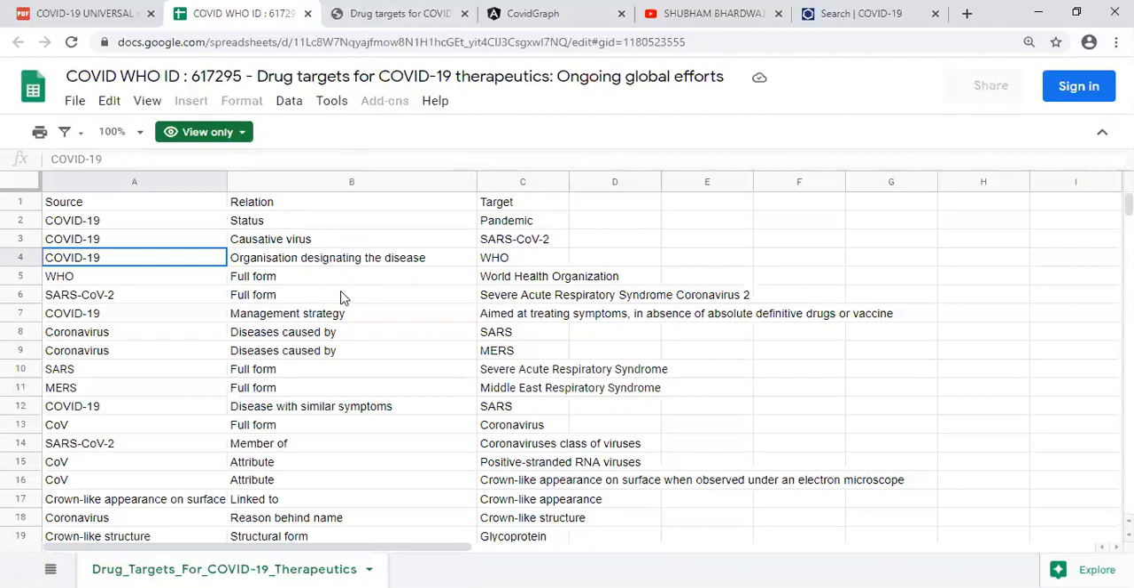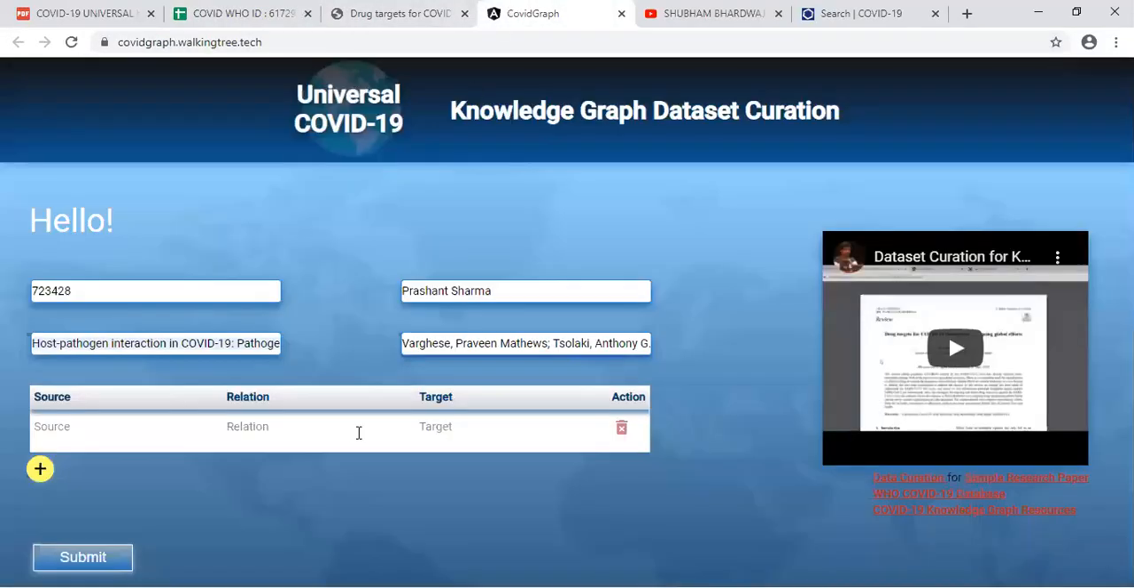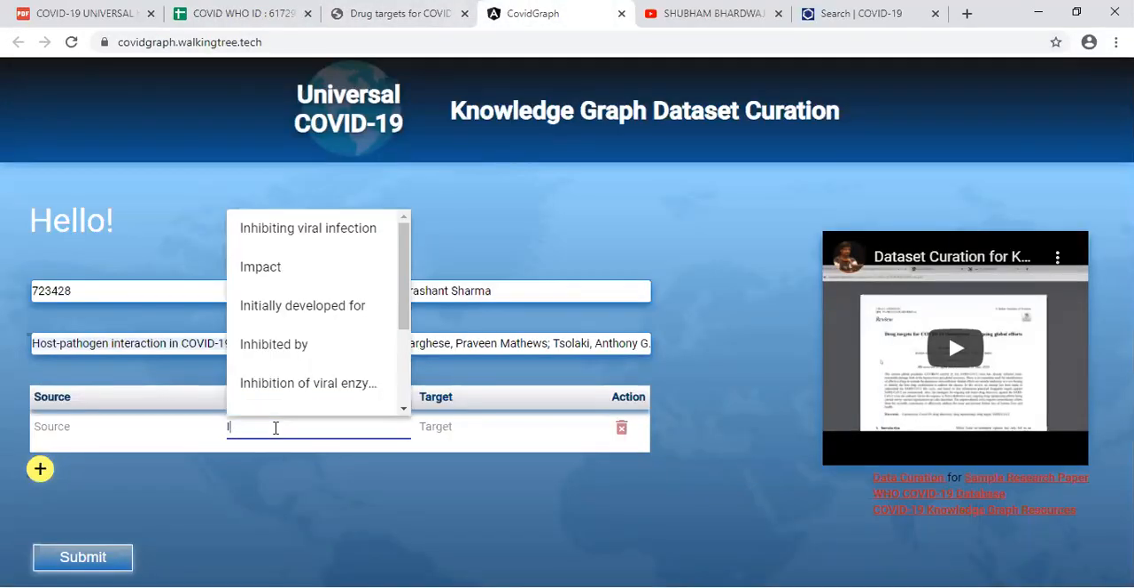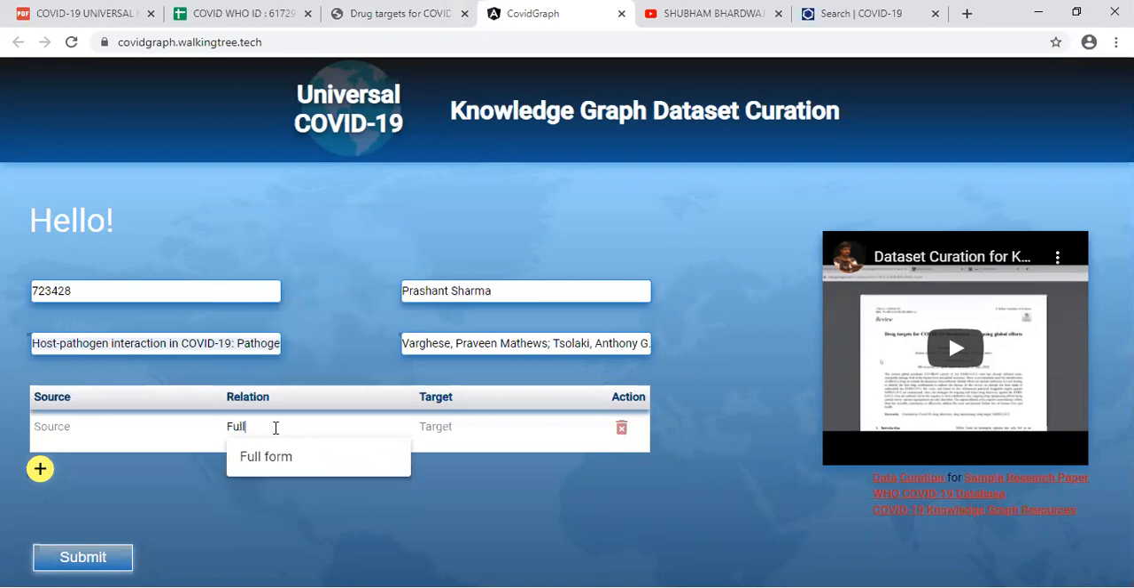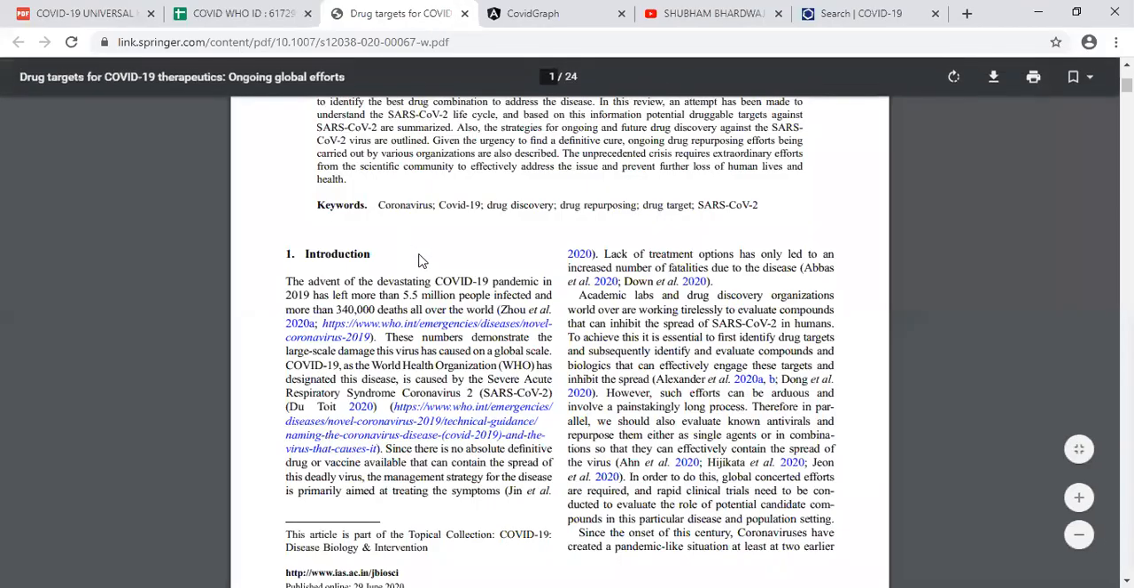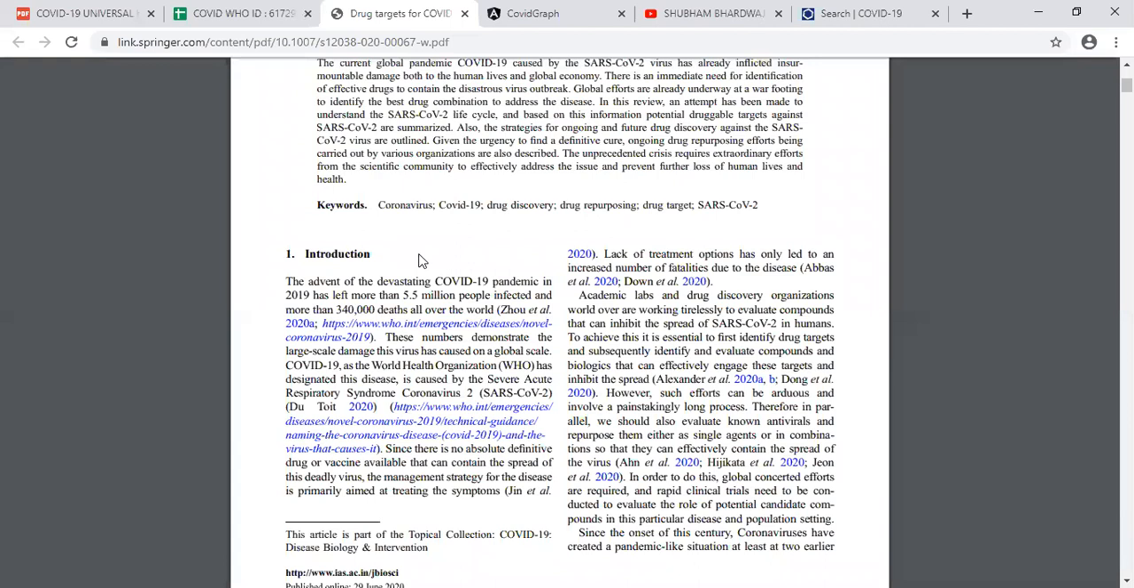So this needs to be done carefully. Efforts should be made, as I'll demonstrate later, to select the fields which are already available. For example, if you're talking about infection, you can simply select infect. If you want to express the full form for SARS-CoV-2, you can just use this. So this will ensure that we have a minimum, most specific, non-repetitive set for our relationships. And this applies to other nodes as well, to both source and target nodes.